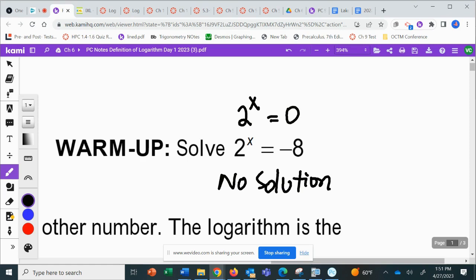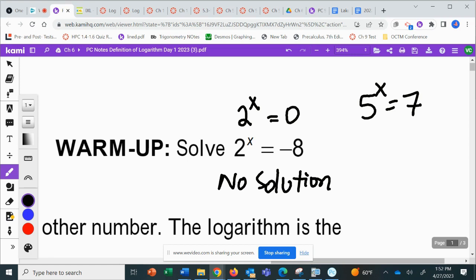All right, and then the third thing that I gave you on the board was 5 to the x equals 7. This is not no solution. Did anybody get an answer? Okay, so we are going to learn how to solve this at the end of class. This is the last question we're going to do today. This does have an answer.